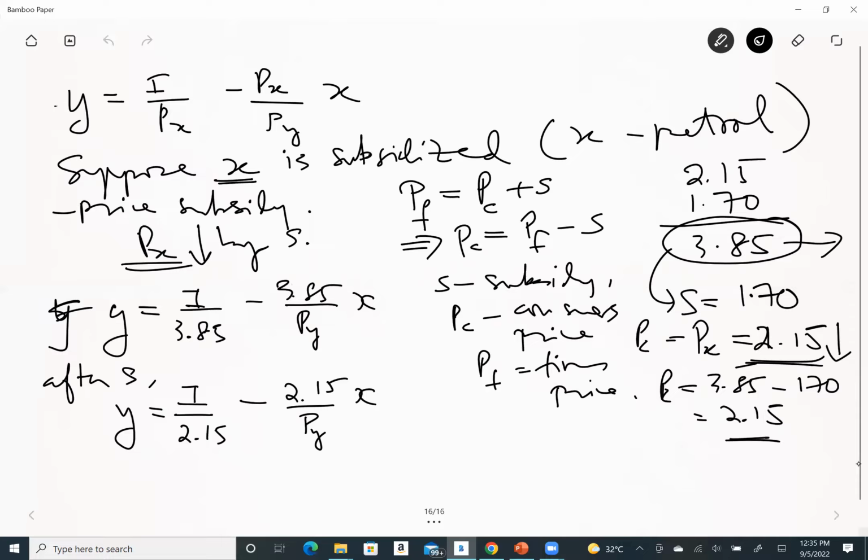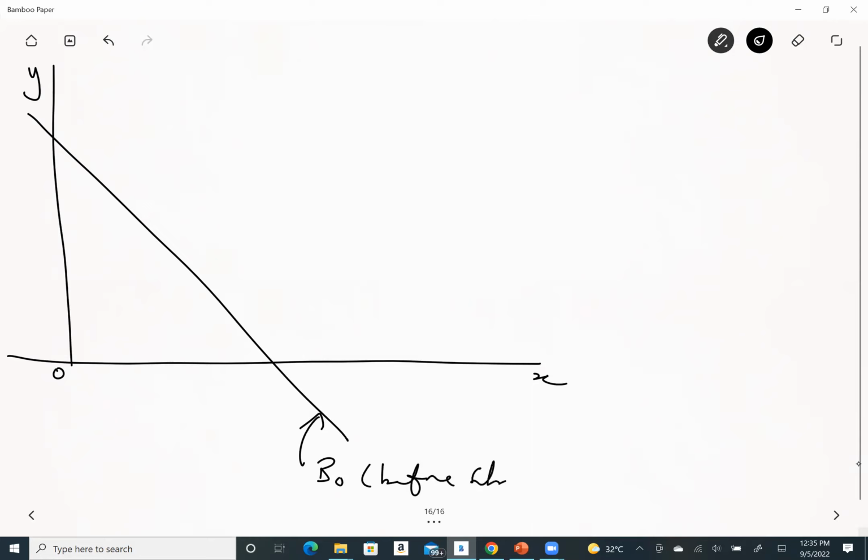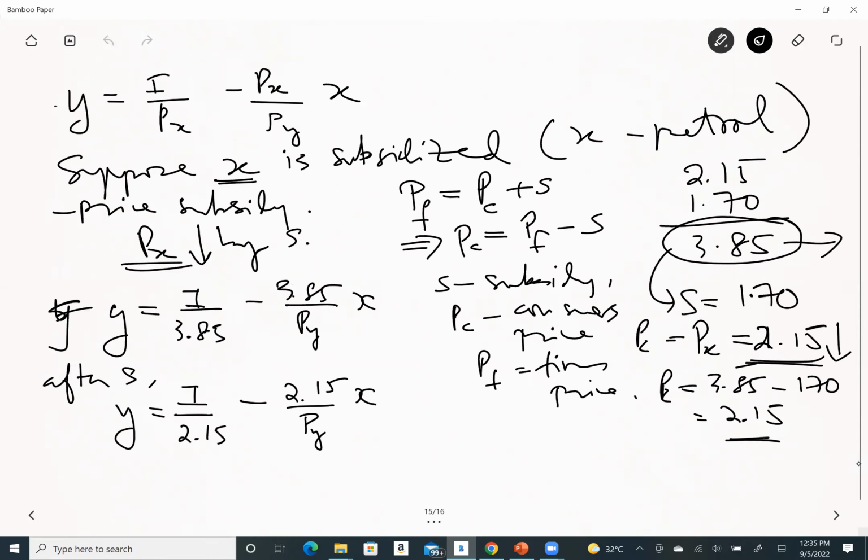So let me first of all draw the original budget line. I say this is X, that is Y. So initially it will be just like that. So that is B0. This one is before the subsidy, no subsidy. So that is our reference budget line. So you have, for example, this one, okay?